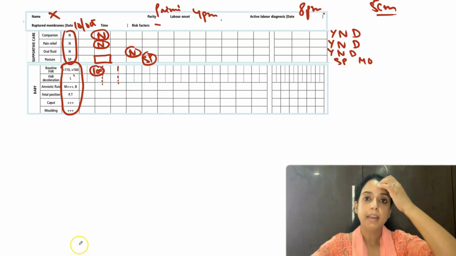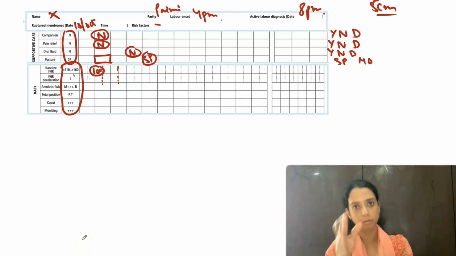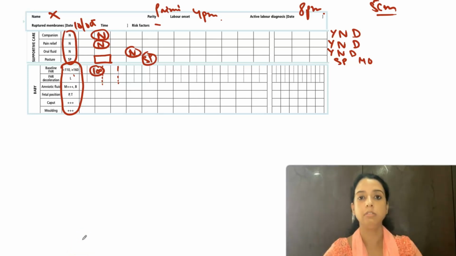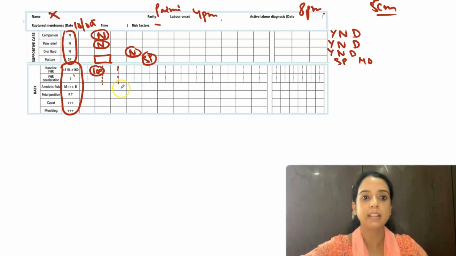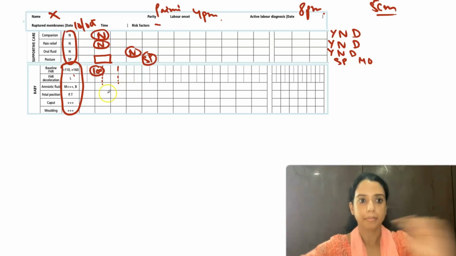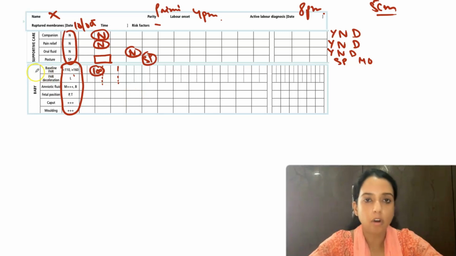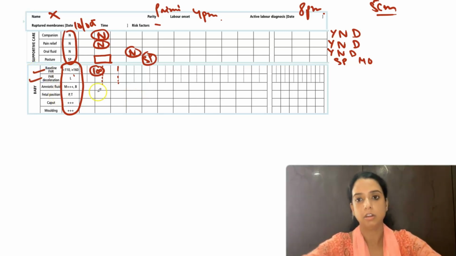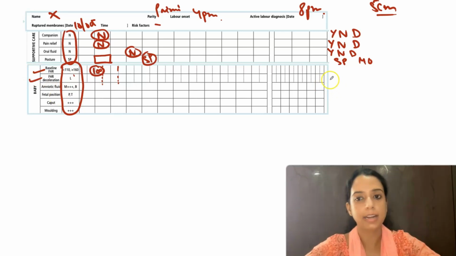My plan will be to change her position to left lateral, give her oxygen, give her some fluid and inform the senior personnel. Those will be my plan. And I'll take the fetal heart again. So management will be accordingly. So the second column has baby fetal heart, fetal decelerations. Decelerations will be mentioned as no deceleration, early deceleration, late, variable.